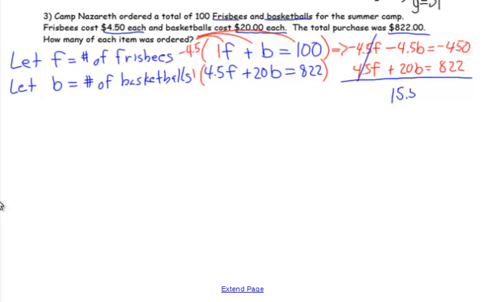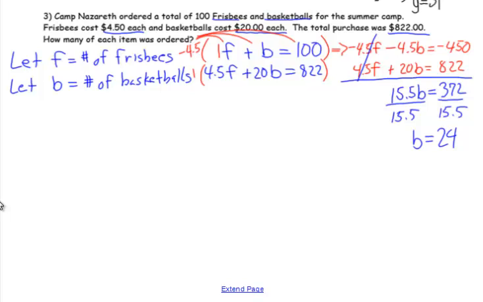And then we've got negative 4.5 plus 20 here, which comes out to be 15.5b equals, and then we've got negative 450 plus 822, 372. So now we're going to divide that by 15.5. So divided by 15.5, 24.